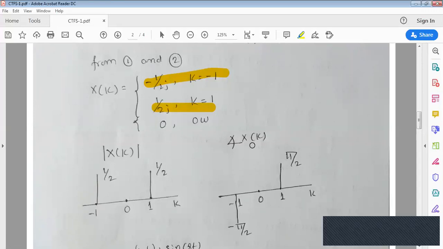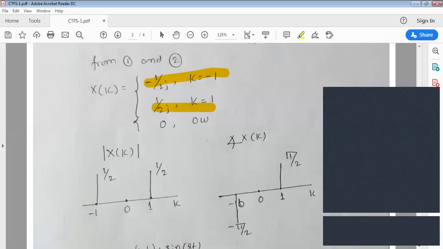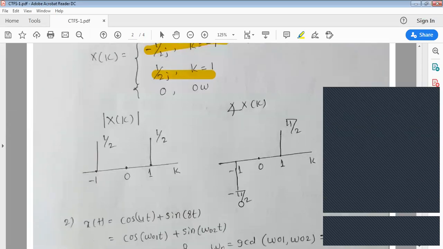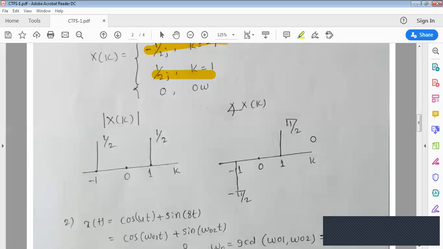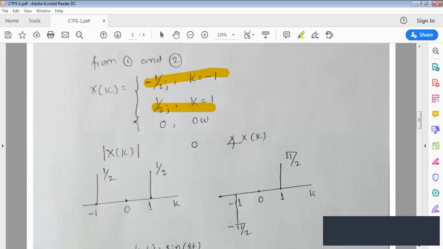And what is the angle? At 0, you don't have anything. At 1, it is plus 90 degrees. And at minus 1, it becomes minus 90 degrees. So j corresponds to plus 90, minus j corresponds to minus 90. Therefore, you have an angle plot like this and a modulus plot like this. This is how you are going to show modulus of x of k and angle of x of k.